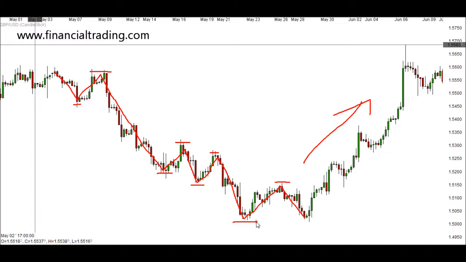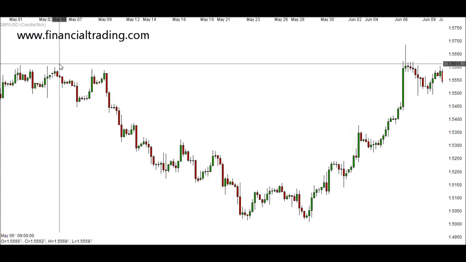When this characteristic is no longer evident, that's your signal that the downtrend could be over. Now what I mean by no longer evident is if one of these highs or lows is broken, if we were to make a higher high for example, or a higher low. And let's explain this in further detail. So here's our downtrend. These are the highs and lows. High and low.